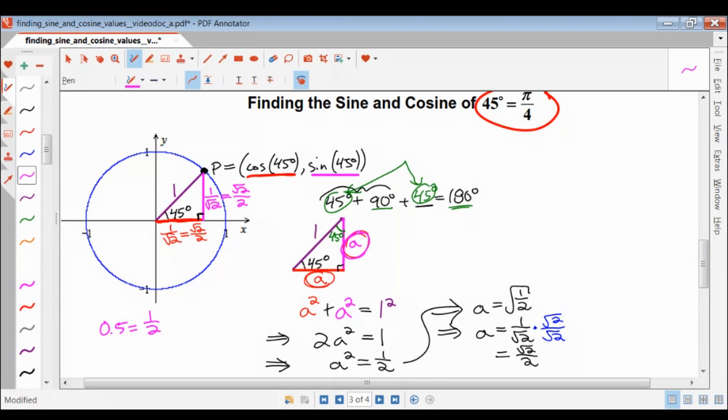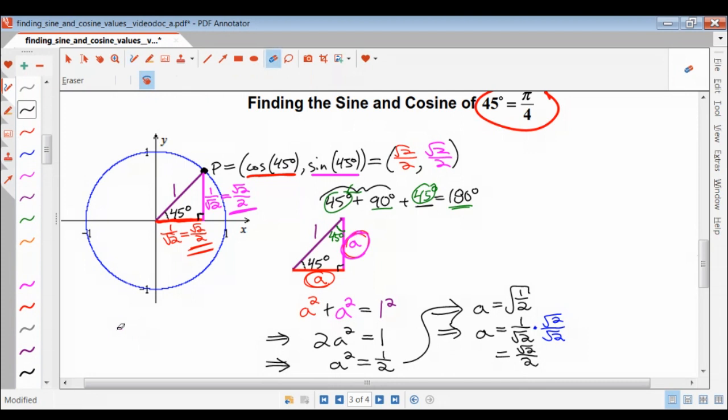Okay, so finally, let's go ahead and draw our conclusions. Since these values we've just discovered are coordinates of this point, we know that the x coordinate of this point must be these red values, square root of 2 over 2, and the y coordinate of this point must be this pink value, square root of 2 over 2, the same value. The x and y values are the same.